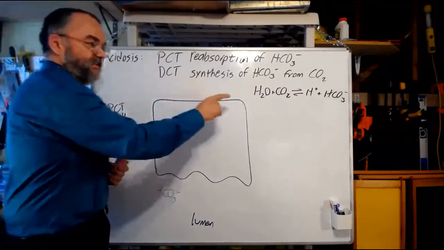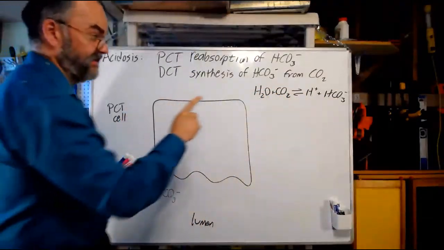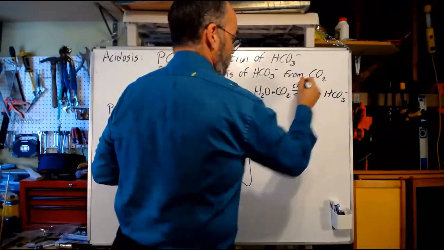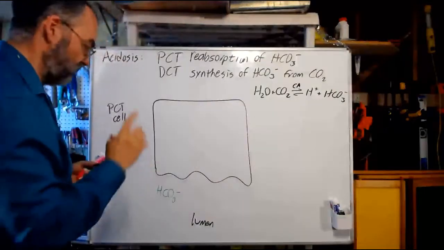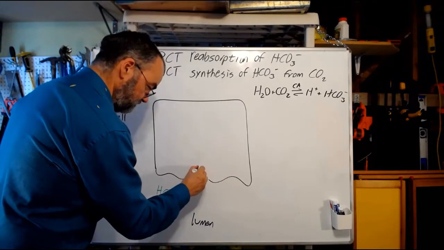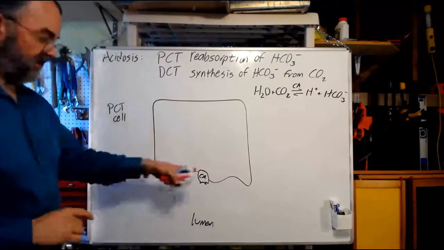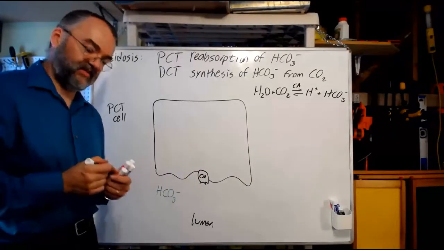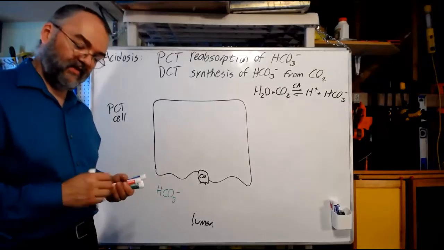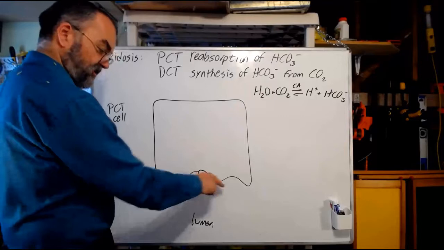What do I need to turn a bicarbonate into carbon dioxide? Well, I need a proton, and I need the enzyme carbonic anhydrase. As it turns out, PCT cells have carbonic anhydrase enzymes in their apical membranes, facing the lumen, as a membrane enzyme facing outward. So if my bicarbonate can get a proton in there, then it can turn into CO2.